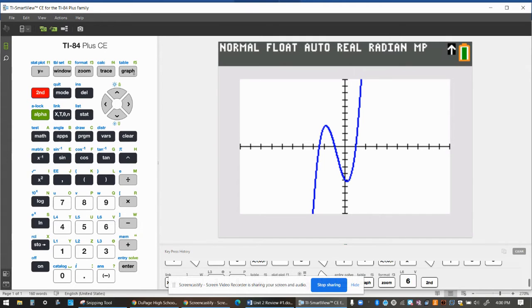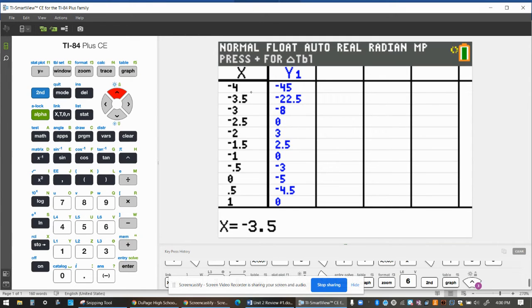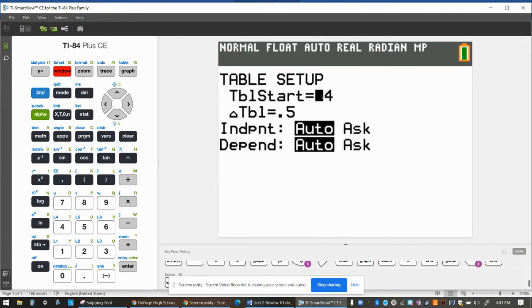So I'm going to see if I can find them on the table. I'm going to go to second graph, and you can use your arrows. See, I set up my table to include the halves. To do that, I did second window, and if you want, you can have the table always set to start at 0. Then this little triangle that says TBL is asking you what you want your table to count by, what increments. So I have it at 0.5. Most calculators don't have this, so your table might be set up to count by ones.